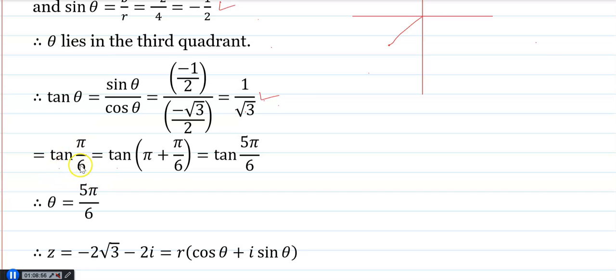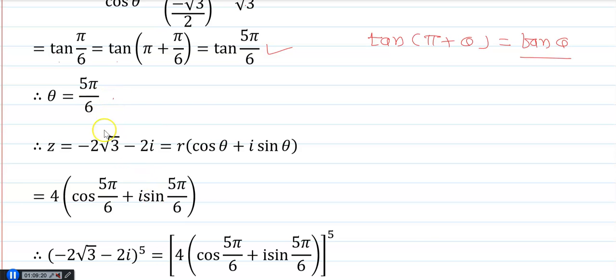Therefore, tan of pi by 6 can be written as pi plus pi by 6. Again using the result, what is that? Tan of pi plus theta is equal to tan theta, because tan is positive in the third quadrant. If we simplify here, you will get 5 pi by 6, and hence the theta.